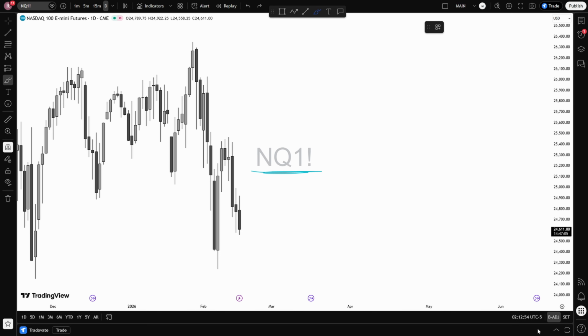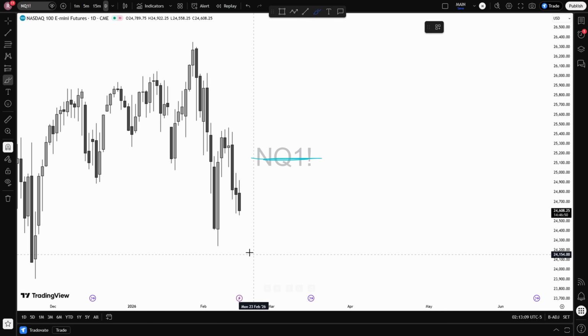The first one is Adjust for Contract Changes, sometimes called back adjustment for contract rollover. I personally have this turned on. Let me explain what that does. If I turn it off, you'll notice something happens on the chart.